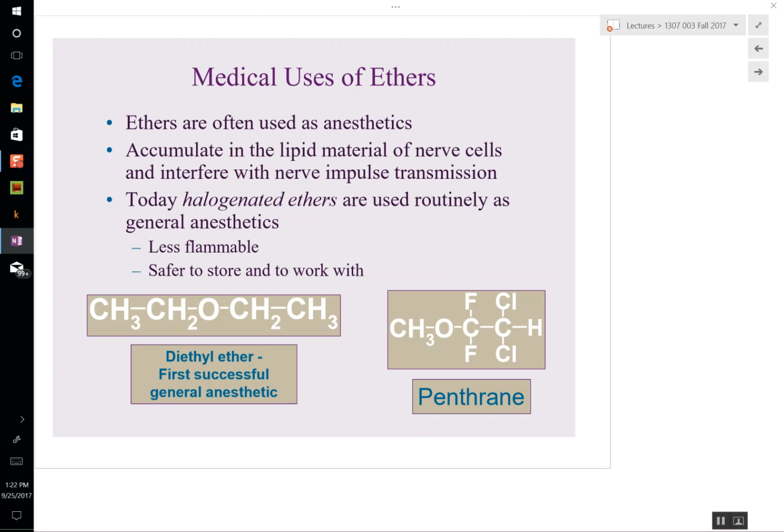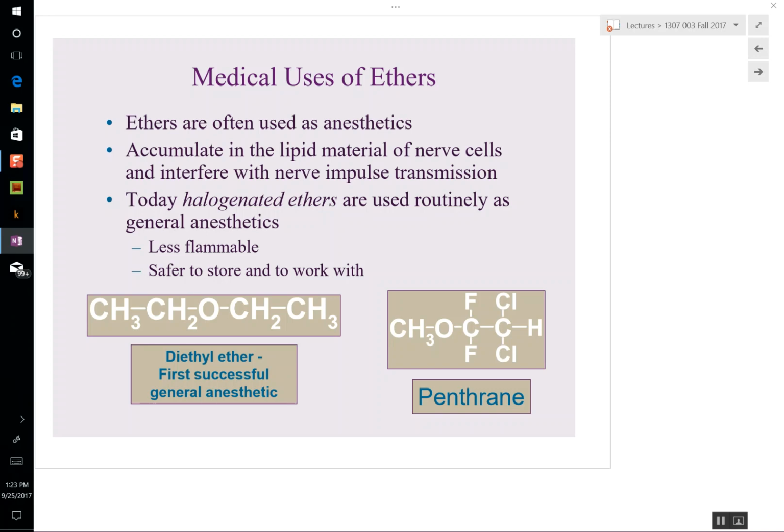Medical uses of ethers: back in, I don't know when, the 40s and 50s, they were starting to use ether when you went to the dentist, and other times, but dentists in particular. We got to drill this cavity, we're going to use some ether, put you to sleep for a period of time. But there are many derivatives of this that are used as anesthetics.